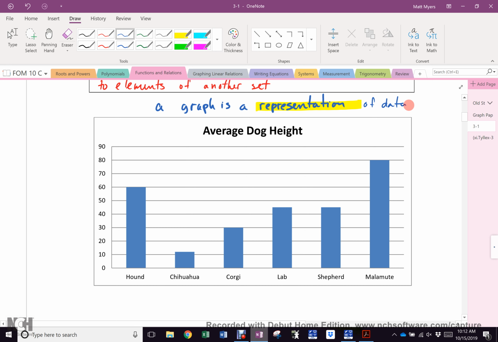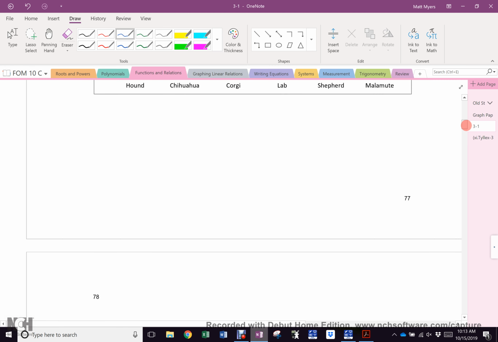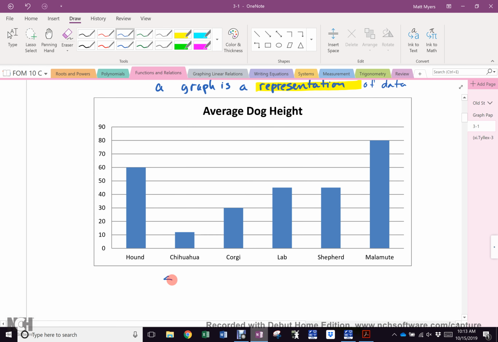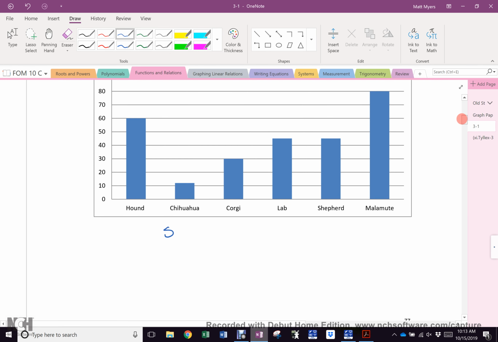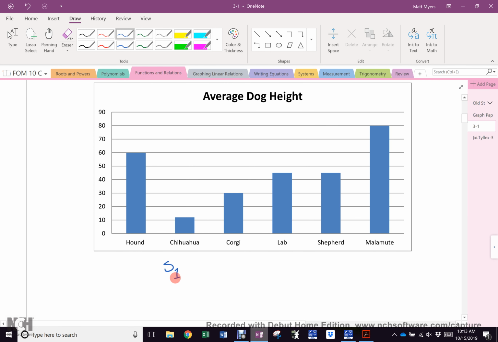Now, if it represents data, a graph must have sets, correct? And sets are groups of data, yes? So how many sets can you see in this graph? 1, 2, 3, 4, 5, 6, 7. A set is a group of data made up of elements. How many sets do you see? 1. Set 1 is what? Dogs, right? So set 1 is dogs. What are the elements of that set?